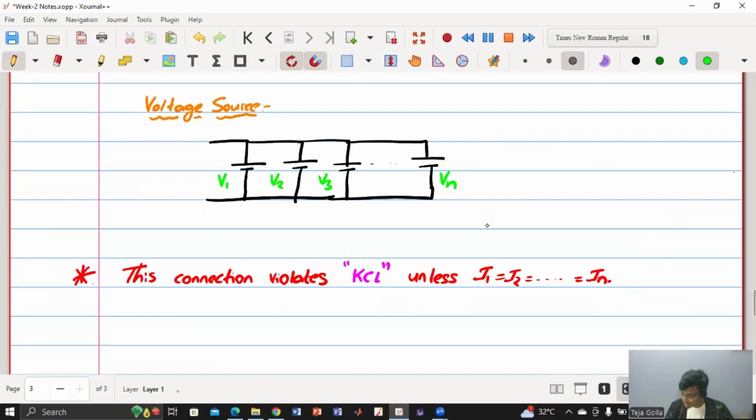So they are always analogous to each other. In the case of current, it is the series connection. In the case of voltage, it is the parallel connection. And in the case of current source, it is KCL, and in the case of voltage, it is KVL. So until all these are equal, you cannot connect.